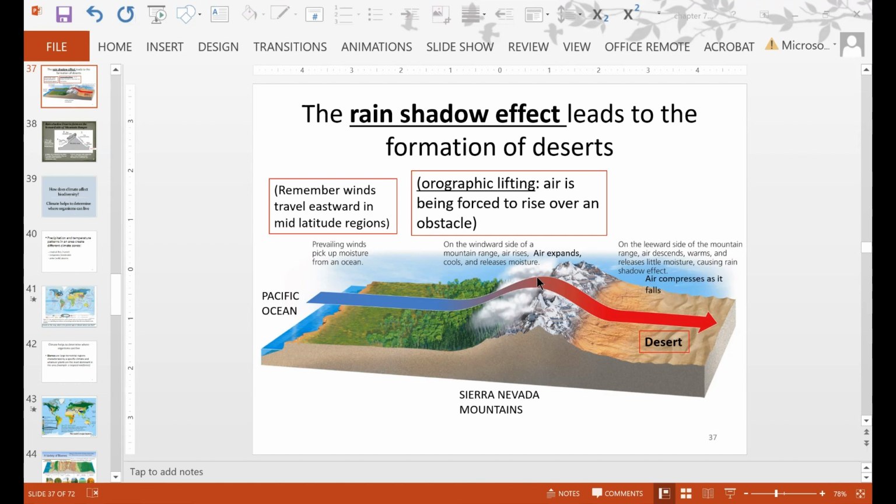And then on the other side of the mountain is called the leeward side. And there the air is going to go down the mountain, which we call descending. And when air sinks, it warms up. And because most or all of the moisture was released from the air on the other side of the mountain, the air is very dry. So you have air that is falling or descending, it's warming up, and it's dry. So that is going to give you a desert on this side of the Sierra Nevada mountains.